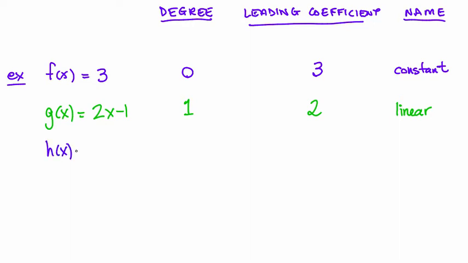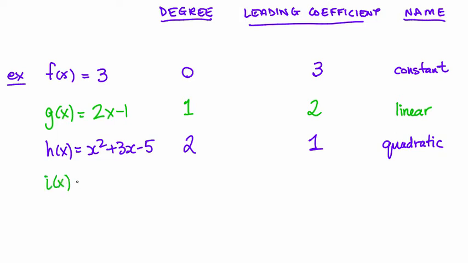Let's move on to another type of graph that I think that you've already seen. This is a degree 2 equation with a leading coefficient of just 1. That's the 1 that is here that we don't write. And last year, hopefully you learned that this is called a quadratic.